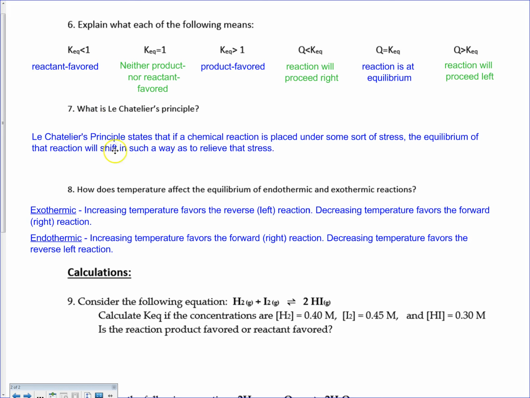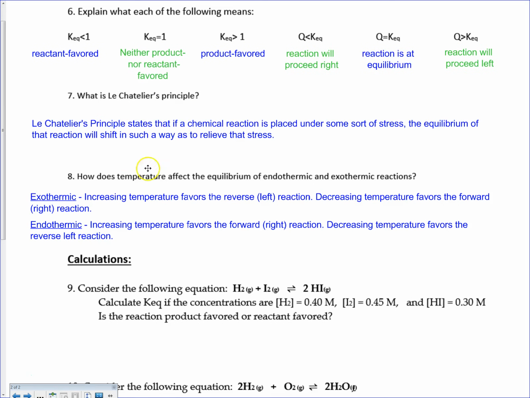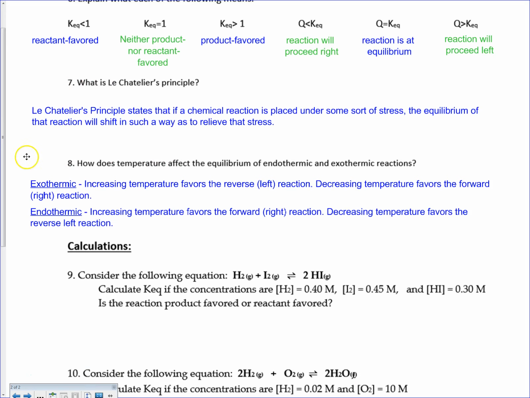Number 7 here is asking about Le Chatelier's principle. If you want to see more in-depth conversation of this, you can look at the notes on that.